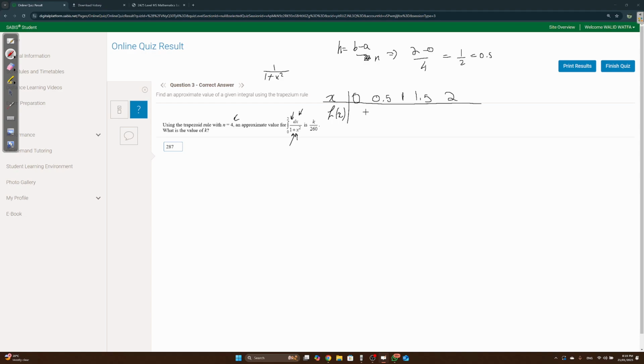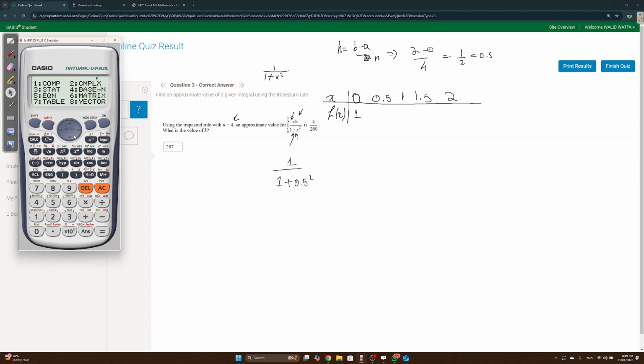Anyways, let's start substituting. 0, 1 over 1 is just 1. Then for 0.5, it's going to be 1 over 1 plus 0.5 squared. This is going to take time. So let me just put... no, don't do this in the exam. If I show you this, you can do this in the exam. Don't do it because it doesn't always work in every question. 1 plus 0.5 squared. Do what I'm doing now, but I was going to do something else that doesn't always work. Don't just ignore what I was doing.